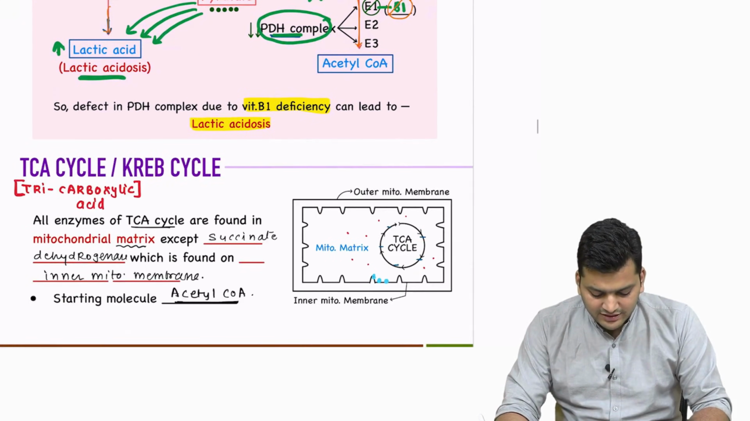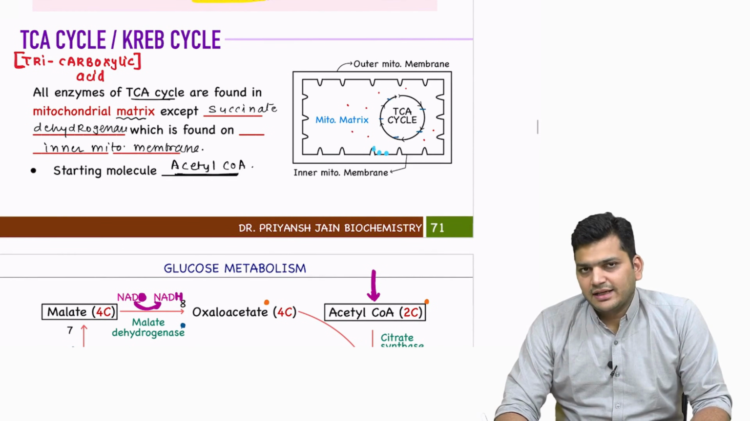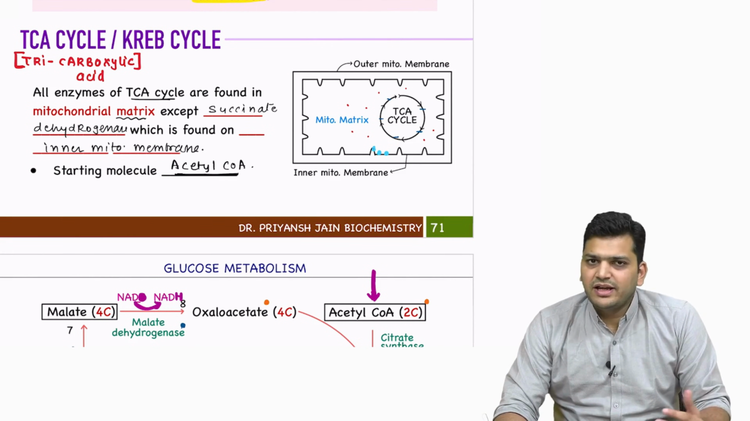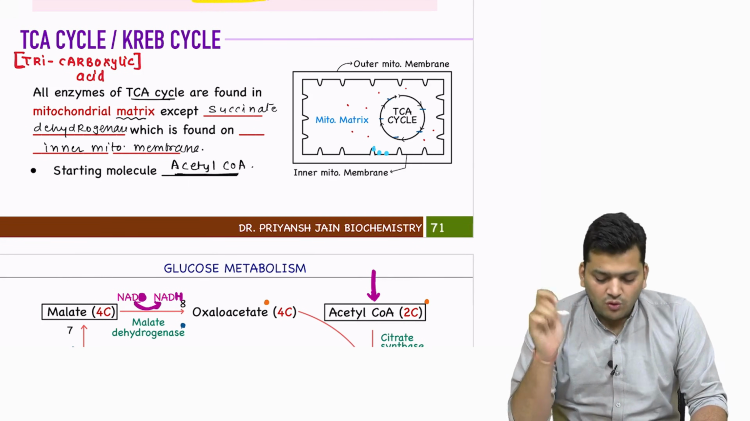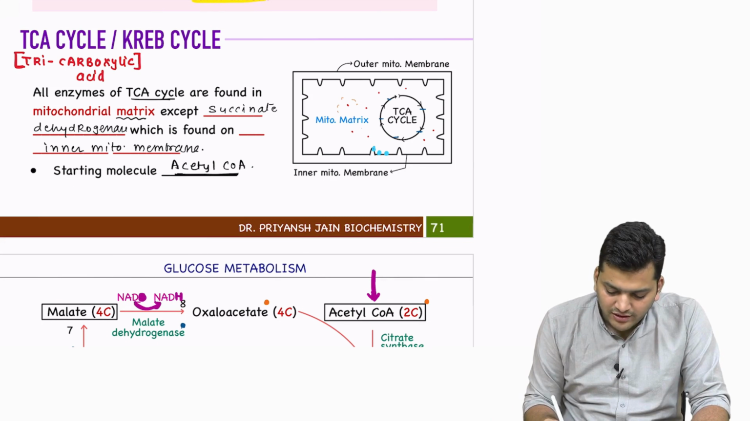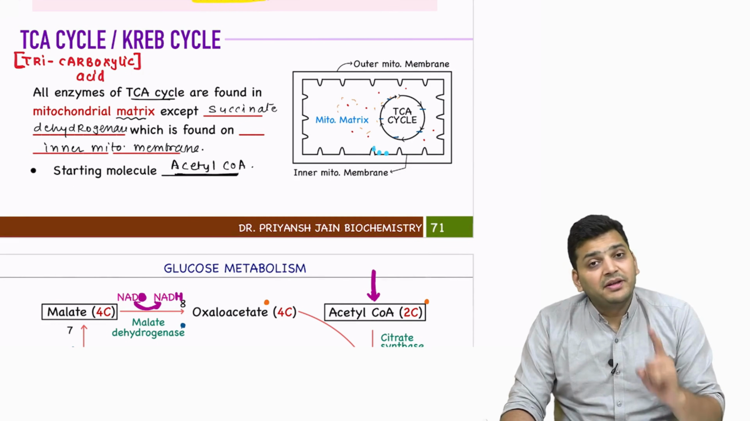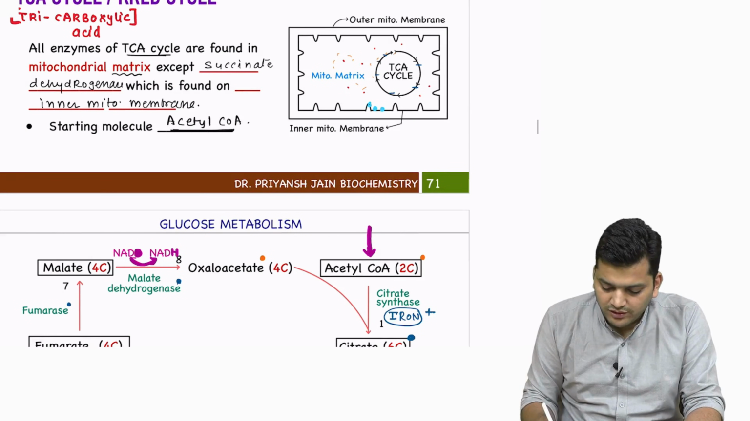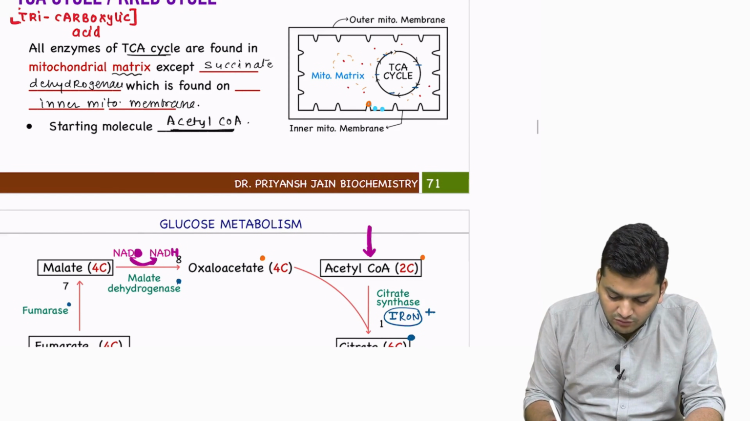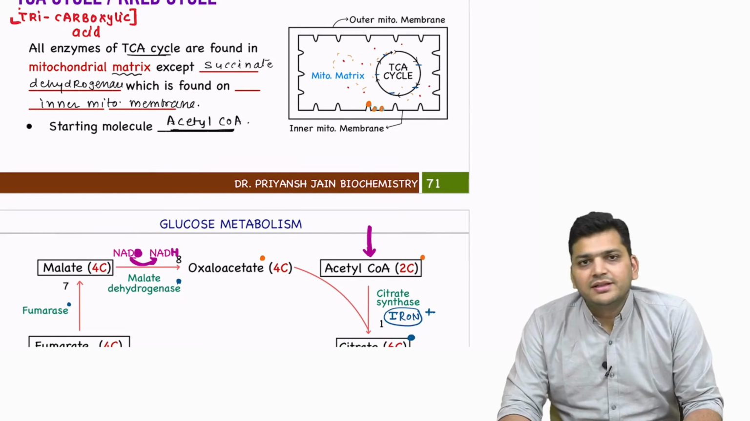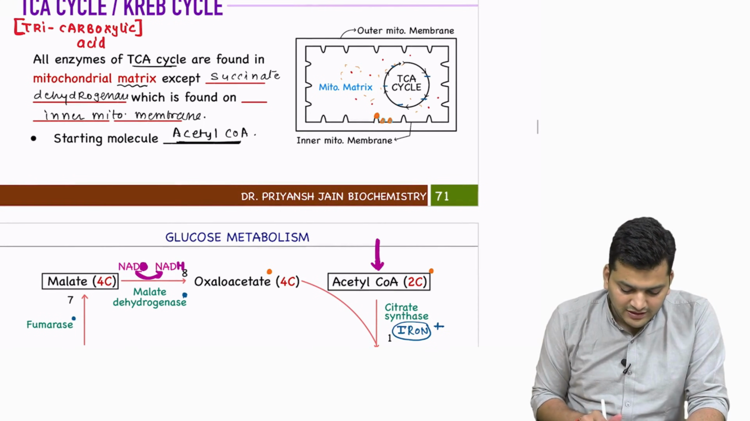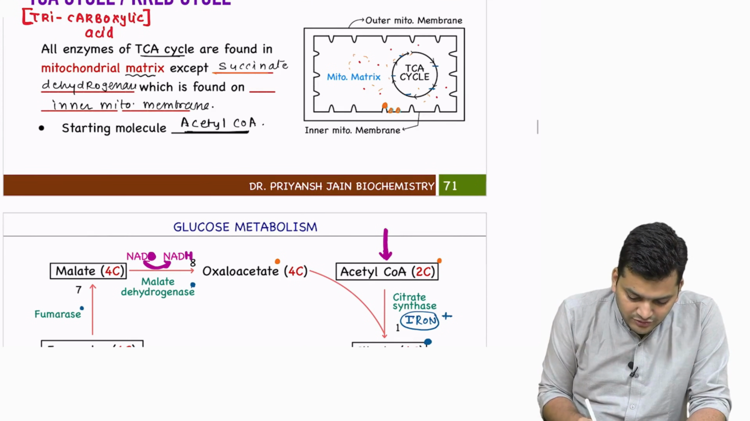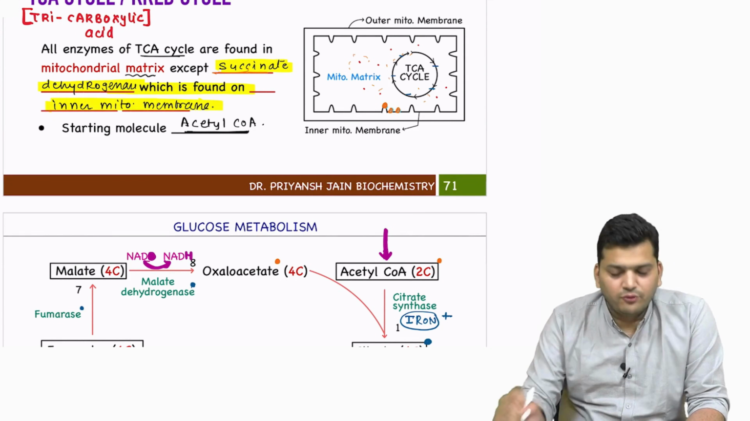The next we are discussing is the Krebs cycle or the TCA cycle. TCA is because it is also called the tricarboxylic acid cycle. This is going to occur in the mitochondria. So all the enzymes of the Krebs cycle should be there in the mitochondrial matrix. But there is one enzyme which is not found in the mitochondrial matrix. Instead, it is found on the inner mitochondrial membrane. There is one enzyme of the Krebs cycle which is found on the inner mitochondrial membrane, and the name of that enzyme is succinate dehydrogenase. Succinate dehydrogenase is found on the inner mitochondrial membrane.